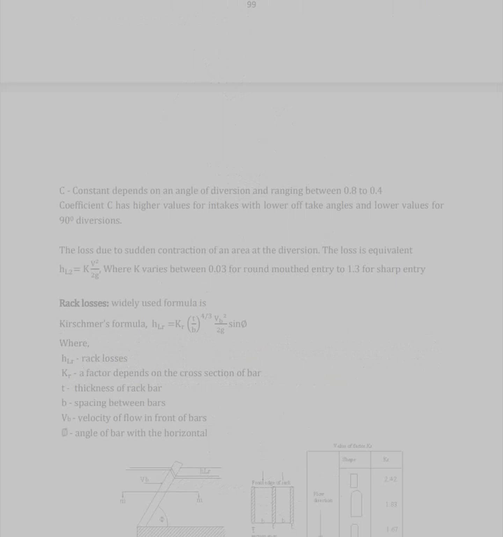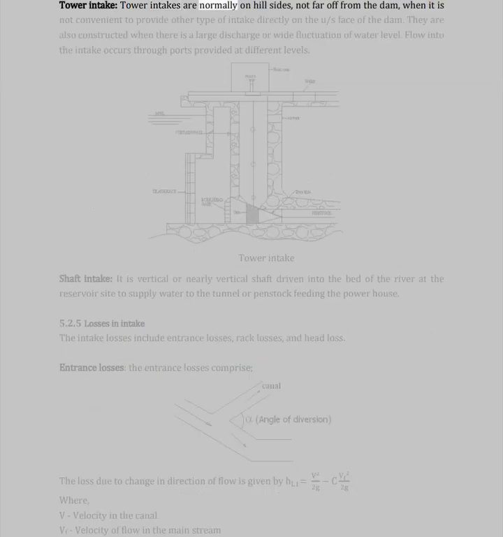Tower intake. Tower intakes are normally on hillsides, not far off from the dam, when it is not convenient to provide other types of intake directly on the upstream face of the dam. They are also constructed when there is a large discharge or wide fluctuation of water level. Flow into the intake occurs through ports provided at different levels. Tower intake. Shaft intake. It is a vertical or nearly vertical shaft driven into the bed of the river at the reservoir site to supply water to the tunnel or penstock feeding the powerhouse.